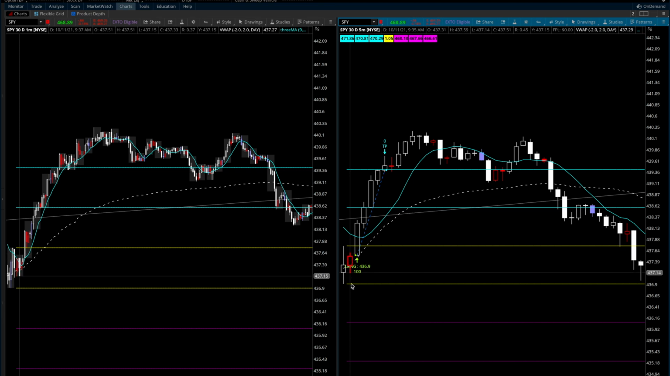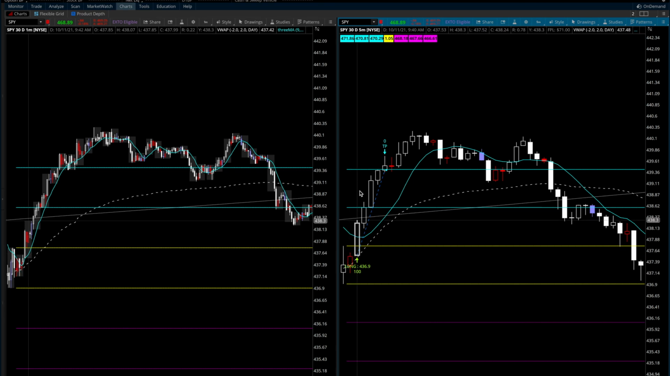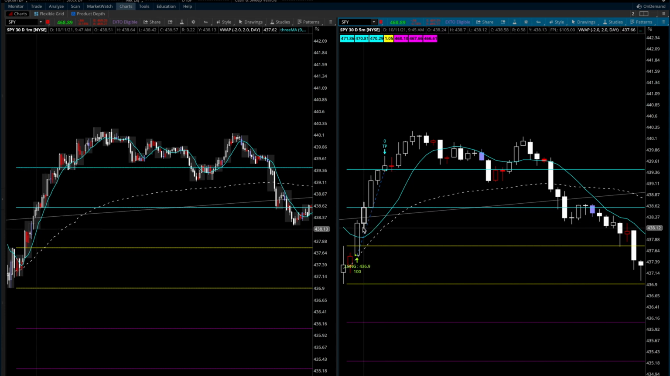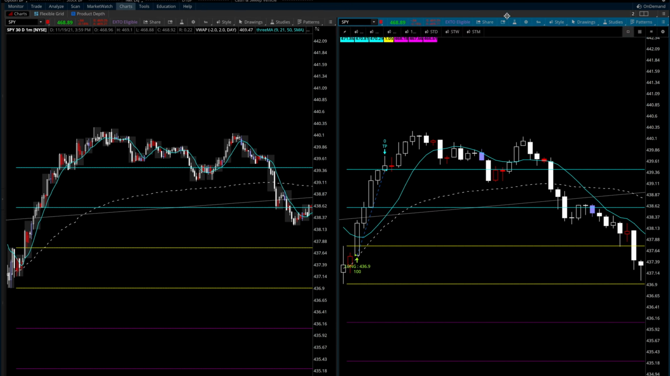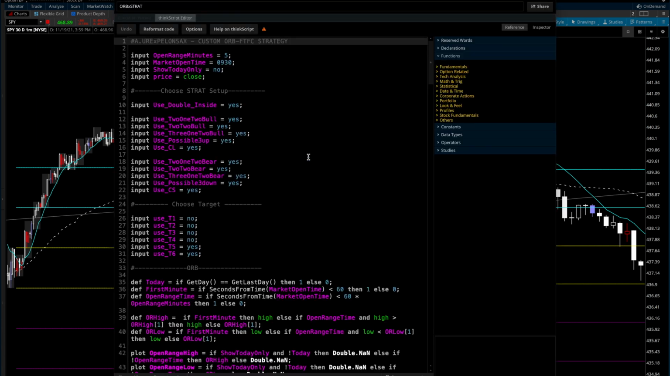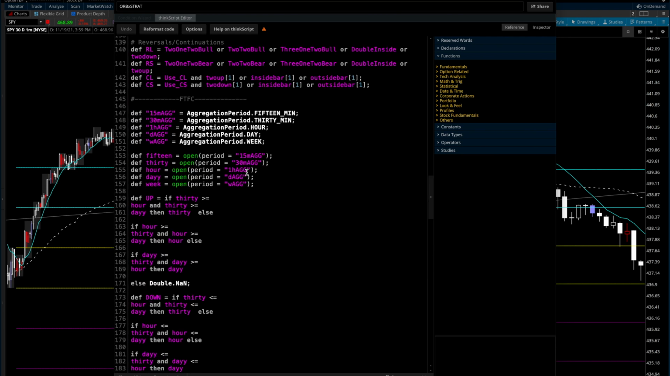So if your entry is here, this is a 2-to-1 because your stop goes at the low. This is a 1-to-1. And then there's another target you can choose that's about midway here that is 0.5 to 1, or 1 to 1.5. That's the targets. That's how we're finding where to take profit. Let's look at some other stuff.